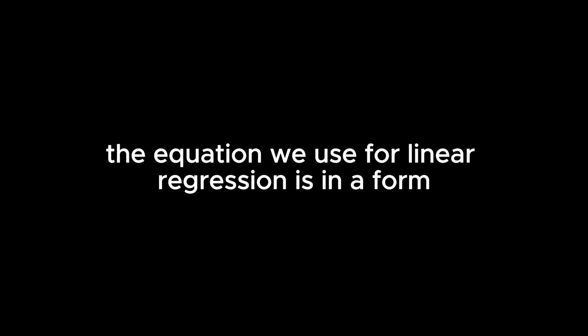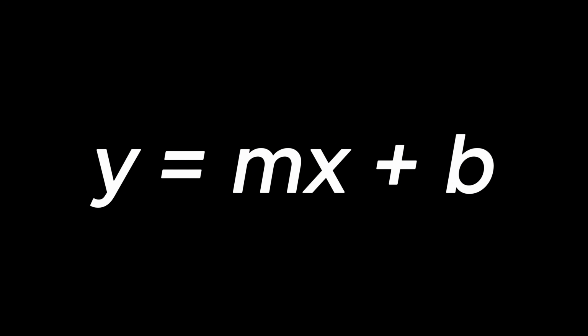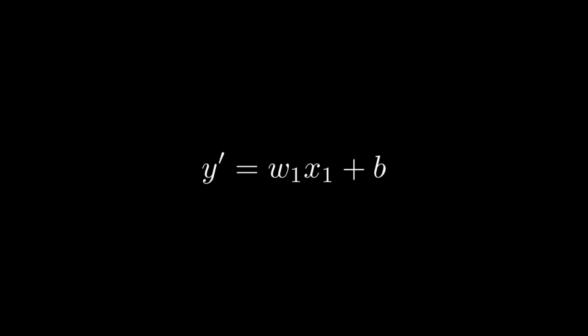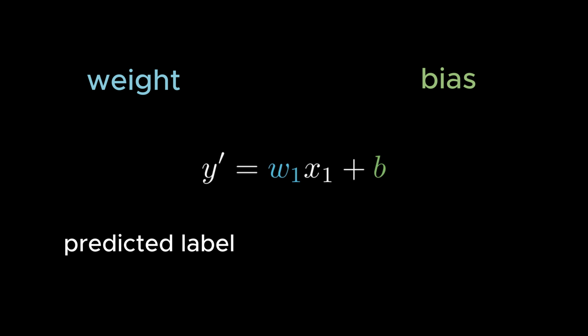This should all seem very familiar from middle school math, but that's not it. The equation we use for linear regression is in a form you probably know, the classic y equals mx plus b. However, instead of y equals mx plus b, we tend to use different notation for linear regression. Y prime is equal to w1 x1 plus b, where y prime is our predicted label, our output, b is our bias, w1 is our weight, and finally, x1 is our feature, the input.